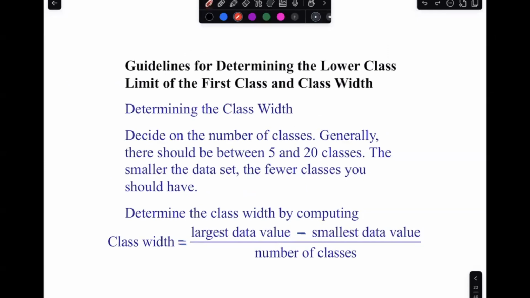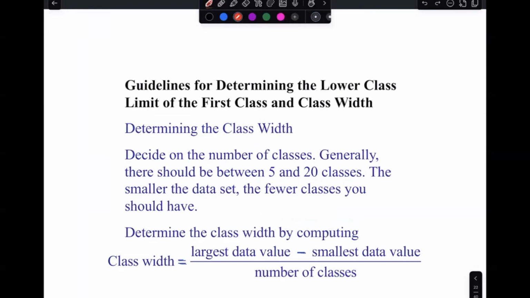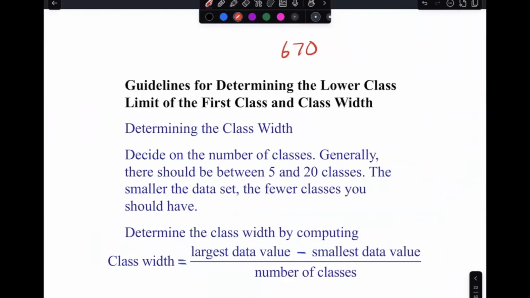Okay, so what the book tells us to do is to decide how many classes you want, and then you take your smallest data value, or what you're choosing for the bottom of your class, and your largest data value, and you divide it by the number of classes you want. The thing is, when you do this, you're going to end up with weird sizes of classes. So for example, our data went from 670 to 738.